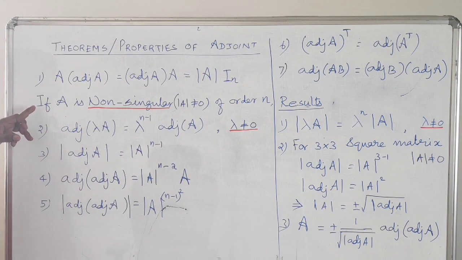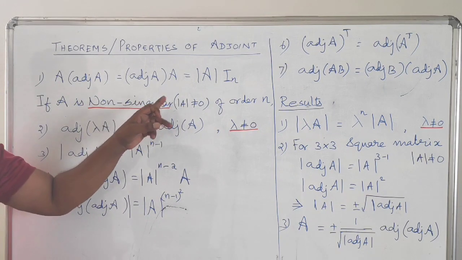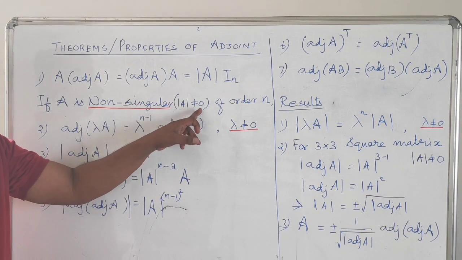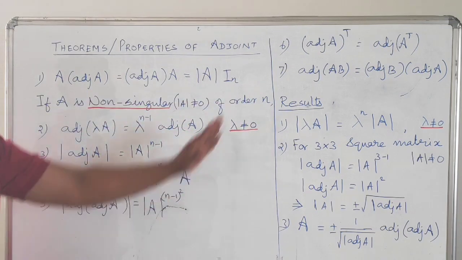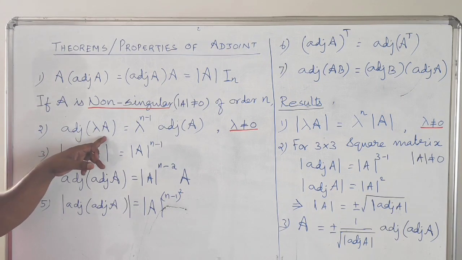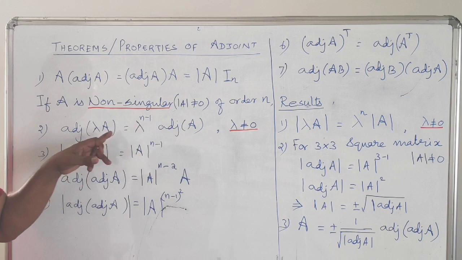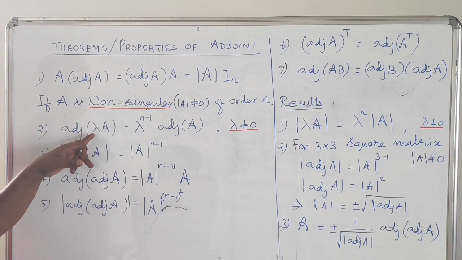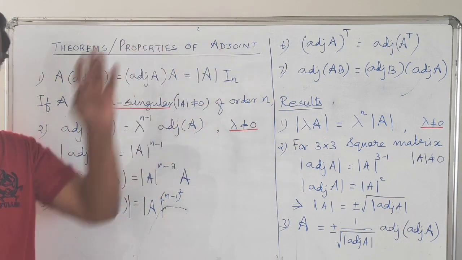Then the second one: this condition must be satisfied, if A is non-singular. Non-singular means the determinant value is not equal to 0, of order n. Then we can follow the remaining properties. The first one is adjoint of lambda A is equal to lambda power n minus 1 into adjoint A, where this lambda is a non-zero scalar. That is, lambda should not be equal to 0.